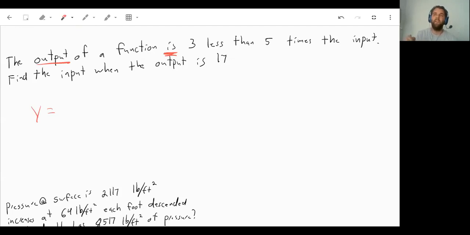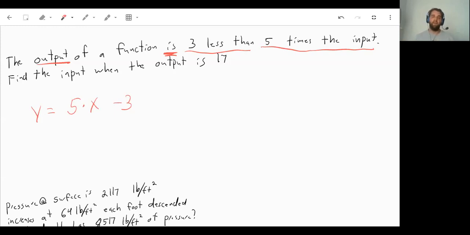If you hear 3 less than 5 or 3 less than 20, that's actually flipping the order around. So it would actually be 20 minus 3, or in this case, 5 minus 3. So we have to toss a minus 3 here on the end because that's the 3 less than part. And then it's 5 times the input. Well, 5 times the input is x. So that would actually be 5 times x minus 3. We now have our equation.